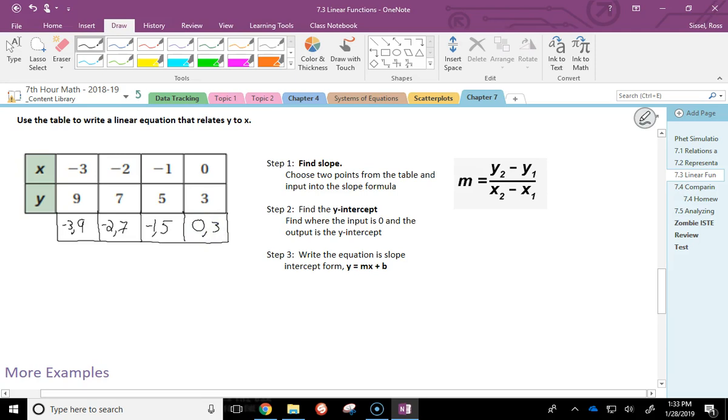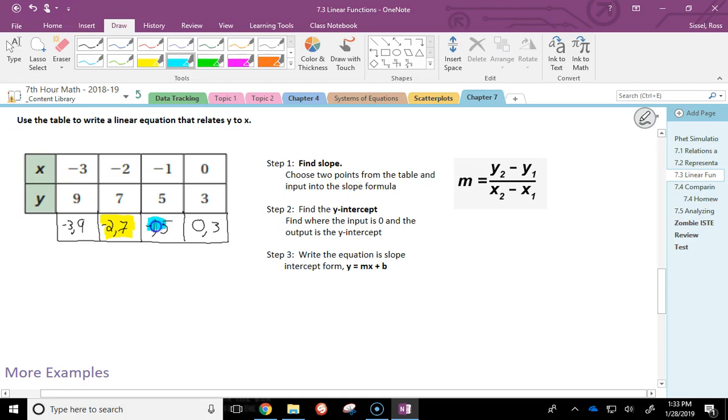Okay, Braden, choose one of these coordinates. -2, 7. Alright, so one of my coordinates is -2, 7. Bryce, choose one of the other ones.